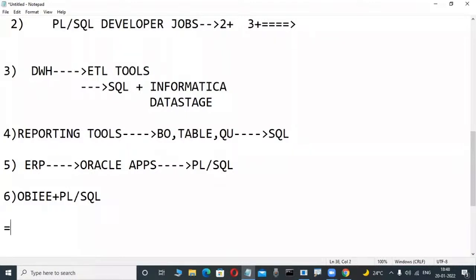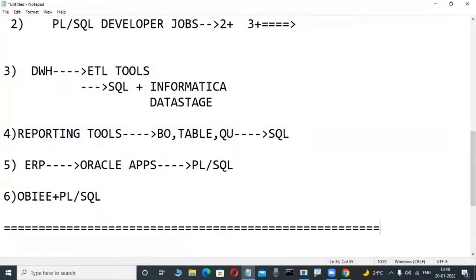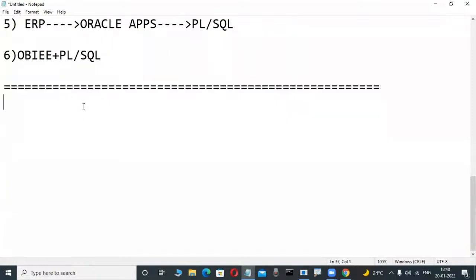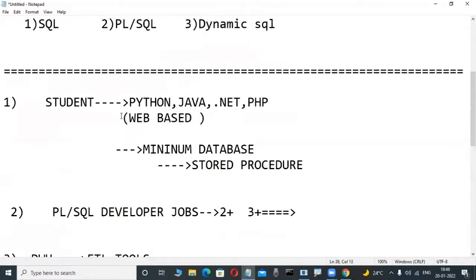Suppose you are not interested in the programming side, and you want the administration side for jobs. In that case, DBA courses are there: Oracle DBA, SQL Server DBA, MySQL DBA, database administration courses. For these persons also, minimum SQL knowledge is required before learning those courses.